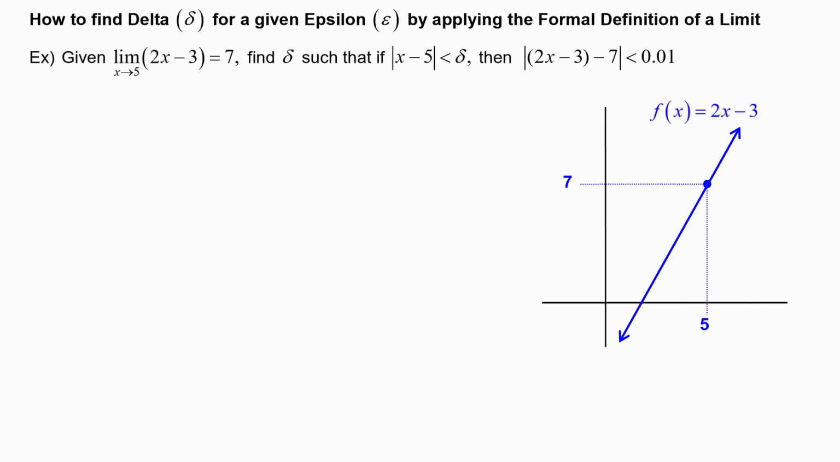Next, you will learn how to find delta for a given epsilon by applying the formal definition of a limit. In this example, given the limit as x approaches 5 of the quantity 2x minus 3 equals 7, find delta such that if the absolute value of x minus 5 is less than delta, then the absolute value of the quantity 2x minus 3 minus 7 will be less than 0.01.